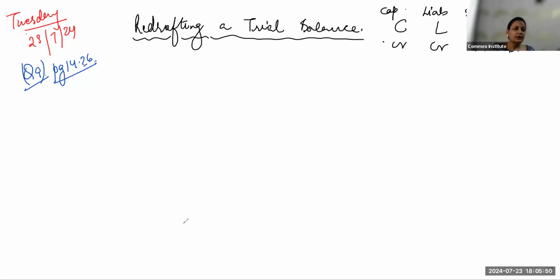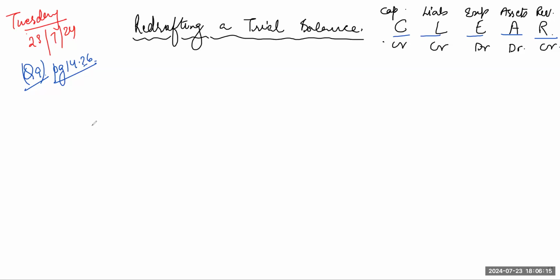Yes, Anushka, would you try question number 9? Ma'am, I'm not sure for that. That is why I wrote all the categories of accounts over here, Anushka. You have to identify which category, and accordingly we'll put it, let's say building. So what is building? Is building capital, liability, expenses, assets, or revenue? Sorry, asset. Yes, assets.